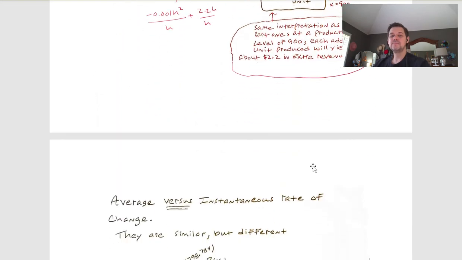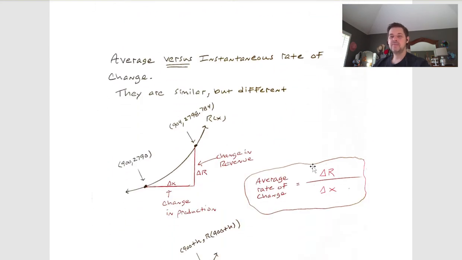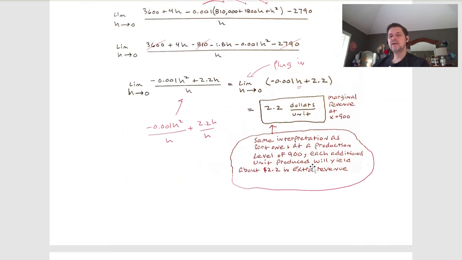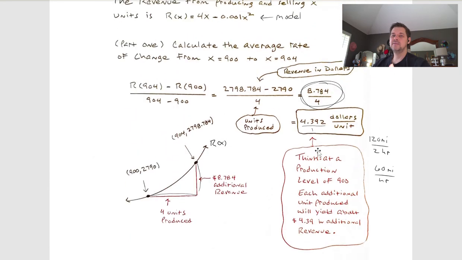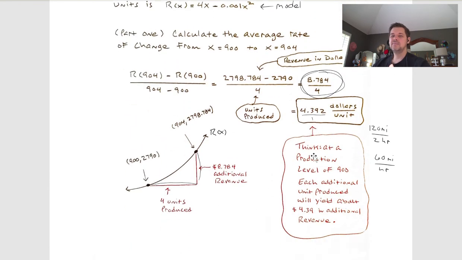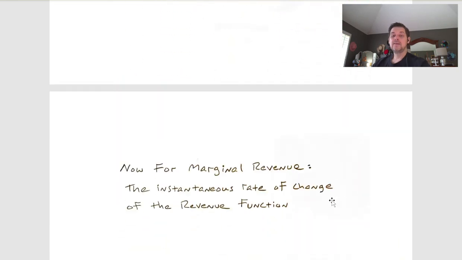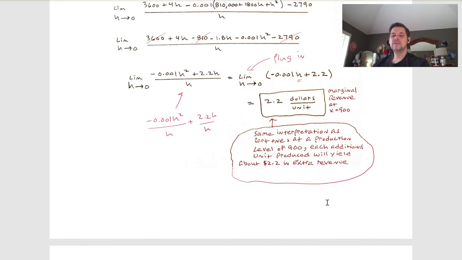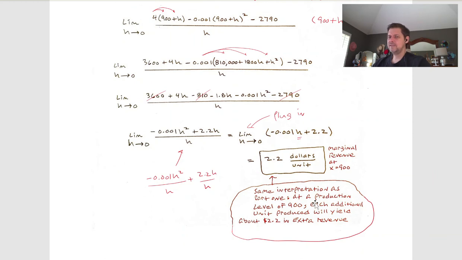Okay, now let's see how these are the same and how they're different, because remember how I said it's the same interpretation, but we did get different numbers, right? I mean, here this one said at a production level of 900, each additional unit produced will yield about $4.39 in additional revenue. And then this marginal revenue over here, I described it in the same way, but the number was $2.20. Well, those aren't the same, but I'm saying they have a very similar interpretation.